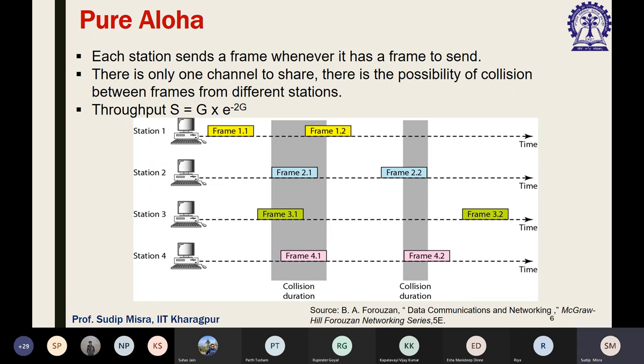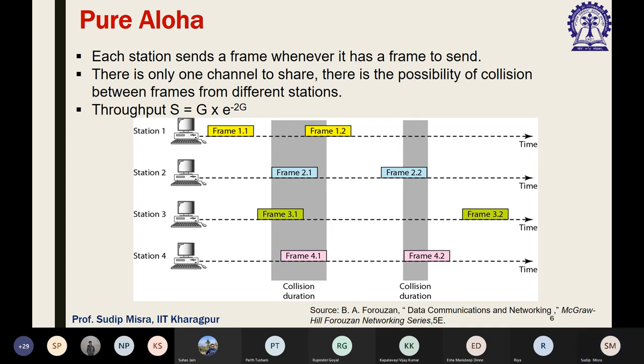So the whole idea is that in binary exponential backoff, you first choose a random number between 0 and 2 to the power k minus 1, and you multiply that number with the maximum propagation time.